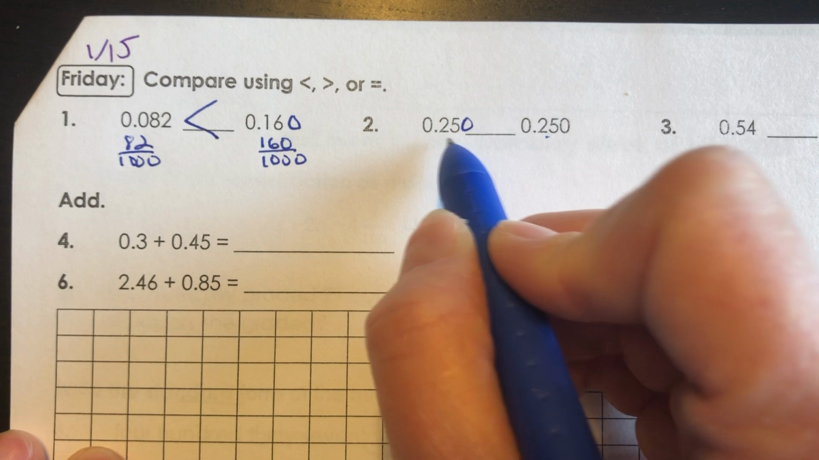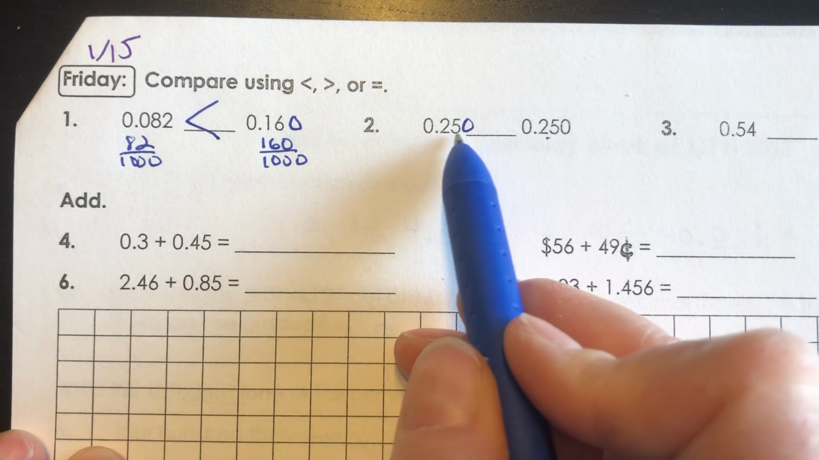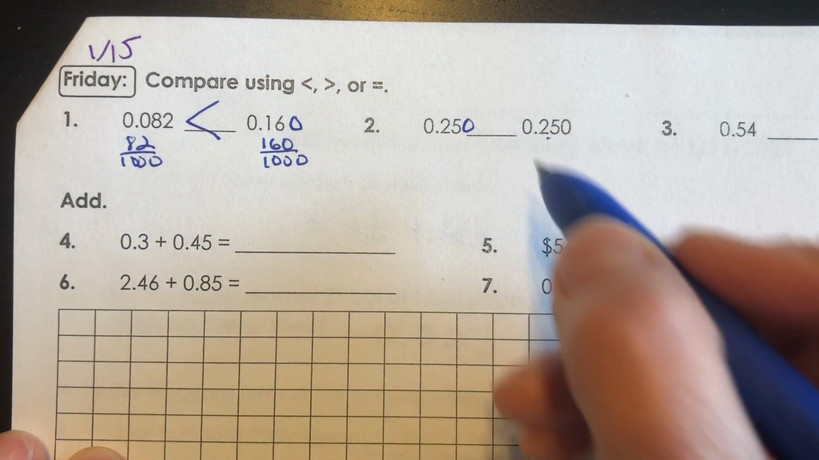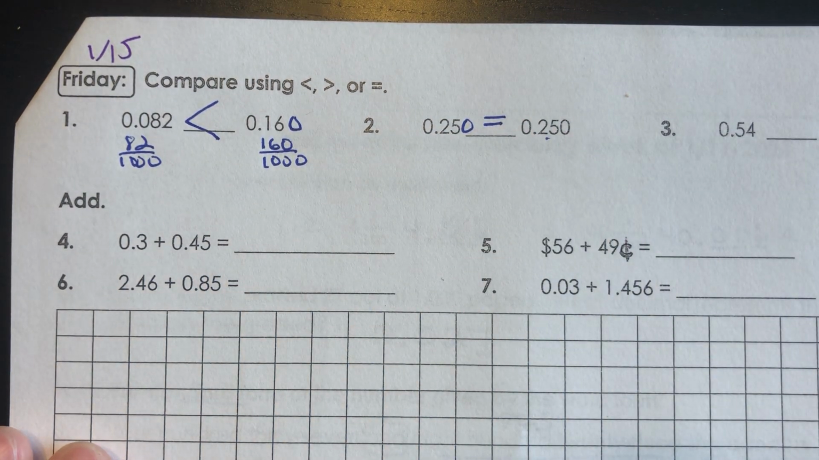The next one, again, this is thousandths here, this is not. So I'm gonna put a 0 so that they're both thousandths. That means that they're both the same. They're both 250 thousandths. You should put an equal sign between them.